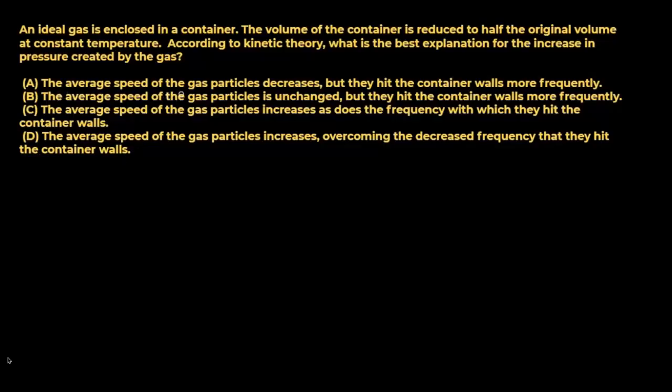The average speed of the gas particles decreases, but they hit the container walls more frequently. Okay, so the problem here is that the average speed of the gas particle decreases. So it's not going to be A. The average speed of the gas particles is unchanged. Okay, that is true because the temperature is constant, but they hit the container walls more frequently. And that makes sense because now we have the volume, which is half of what it was before. And so it's got a smaller volume inside. And so there's going to be more collisions. So B makes sense. Let's take a look at C.